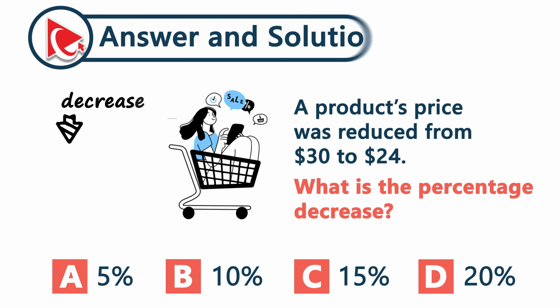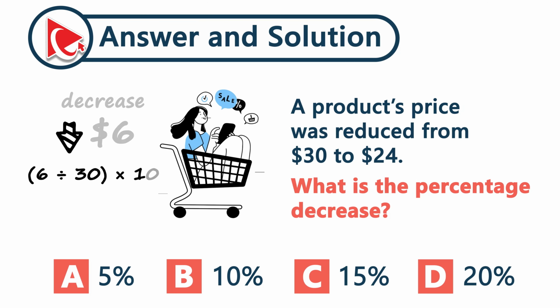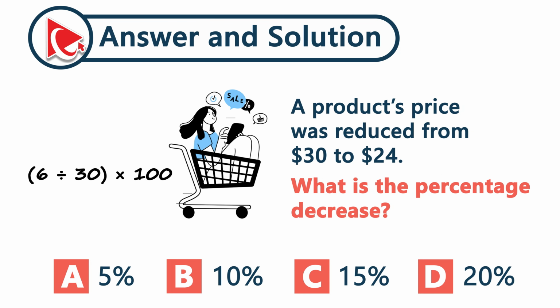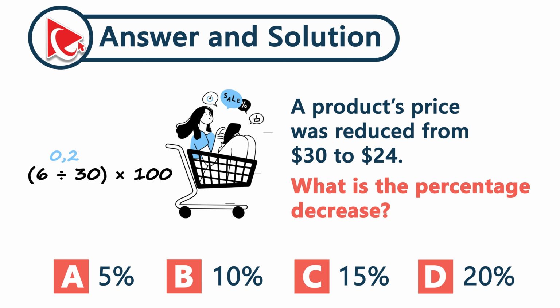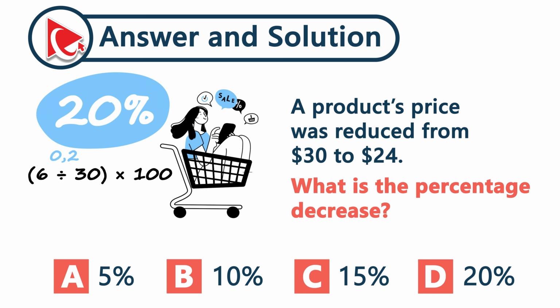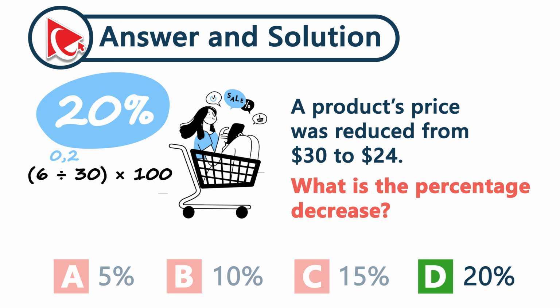Let's break it down. That's a $6 drop. Now divide the drop by the original price. 6 divided by 30 equals 0.2. Multiply by 100 to get the percentage. 0.2 times 100 equals 20%. And the correct answer here is choice D, 20%.